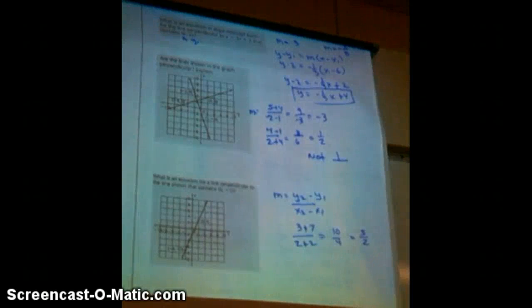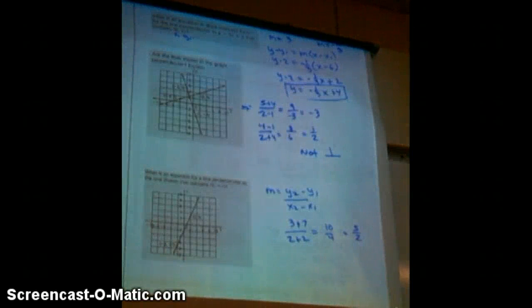What would be the perpendicular slope? Don't change it out of fraction. It's easier to work with a fraction for these. Is that right? Yes, it is.